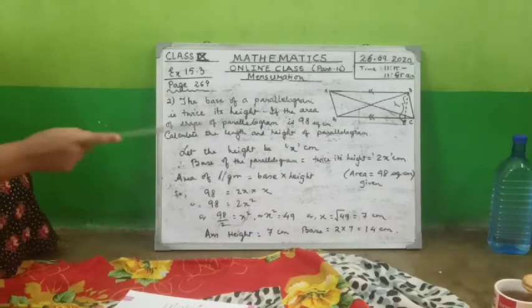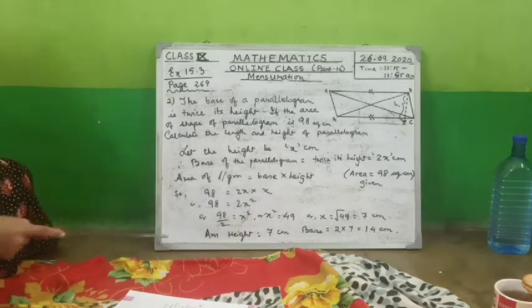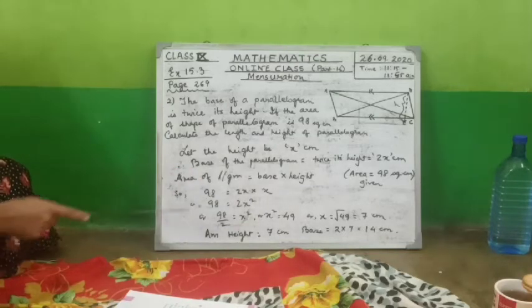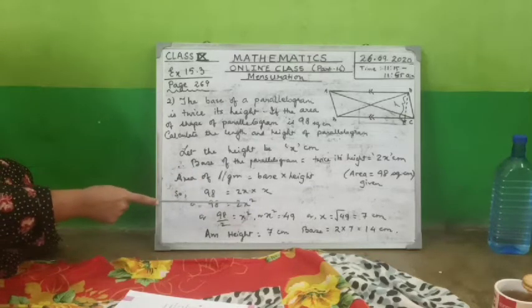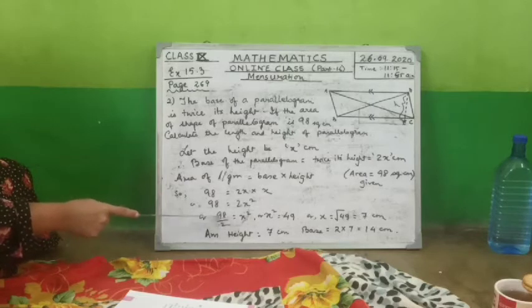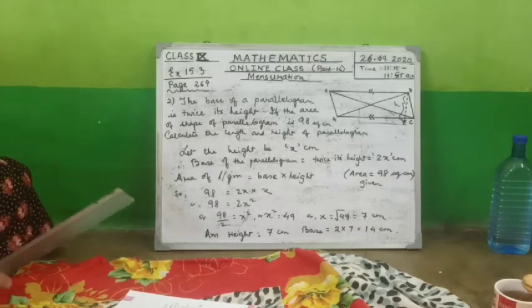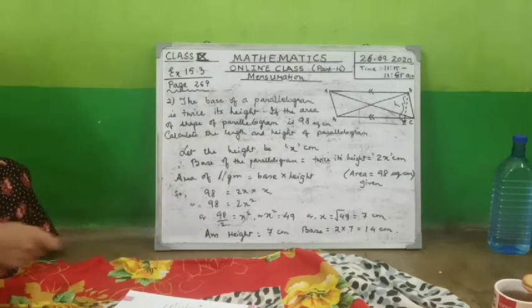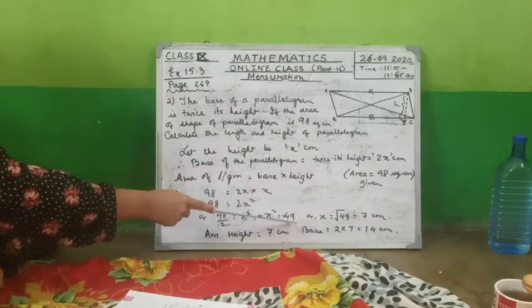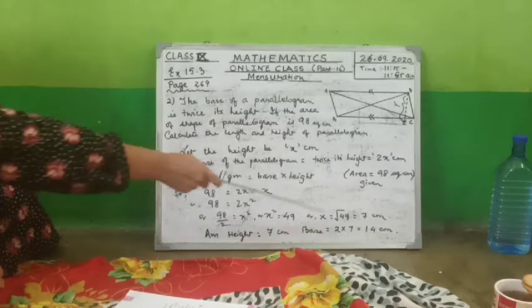what is height? Height is x. So, we'll just simply multiply base into height. That is, 98 is equal to 2 into x square, or 98 by 2, this 2 will come down, we'll get x square. If you divide 98 by 2, you will get 49. So x square is equal to 49. Then what is x? x is root over 49, that is equal to 7.